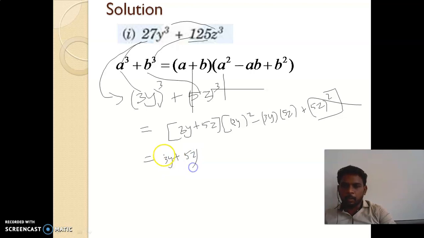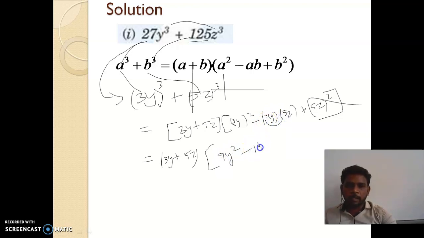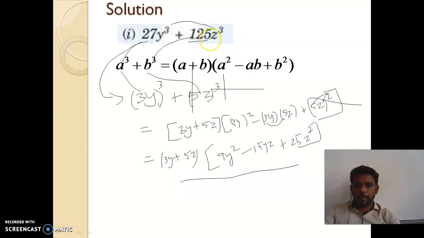So this equals (3y plus 5z) into, now apply the square here. If you apply the square, 3 square is 9 and y square is y square, and minus, multiply these two, 5 3s are 15 and y into z, yz, and plus, if you apply the square for 5 and z, what will happen? So 25 z square. It is not possible to simplify again. So this is the factorization of the first one. Okay, and the second solution is also there, so let us continue the solution in the next video.